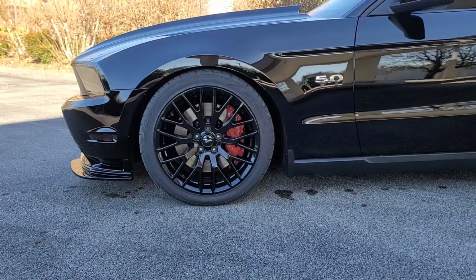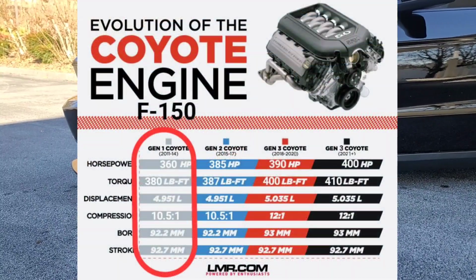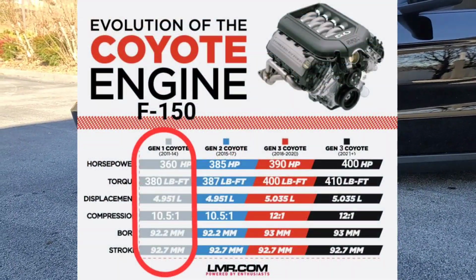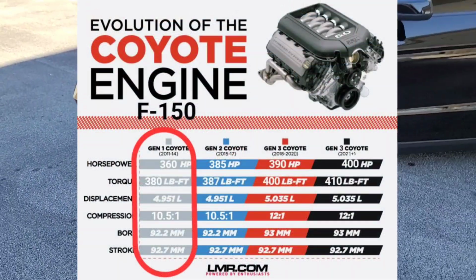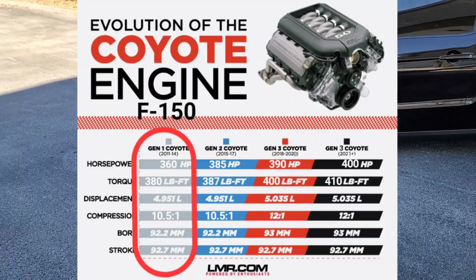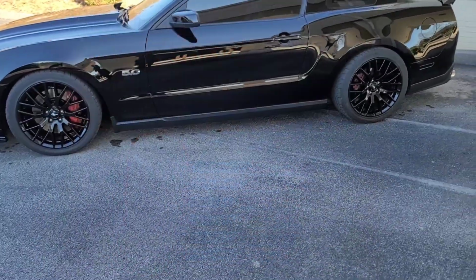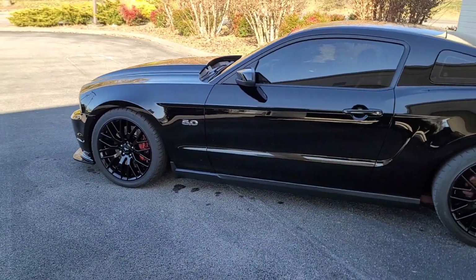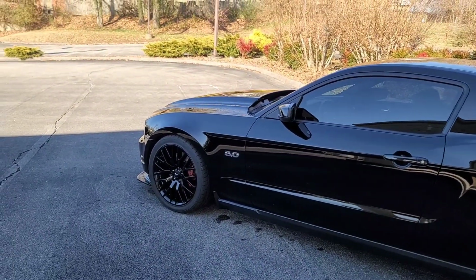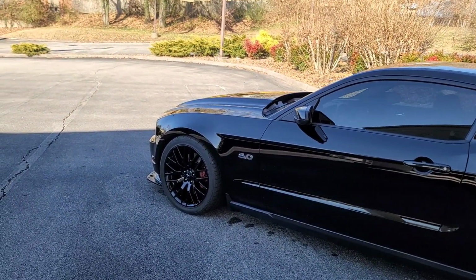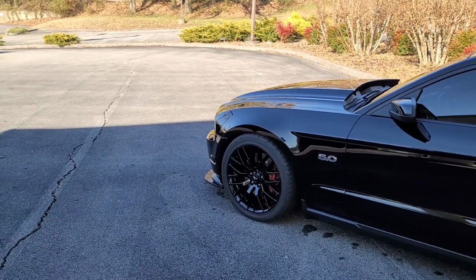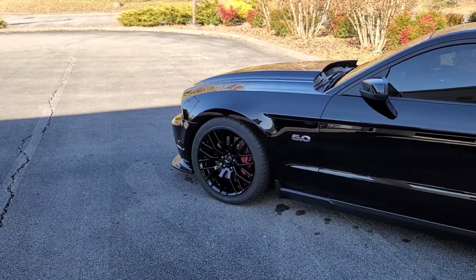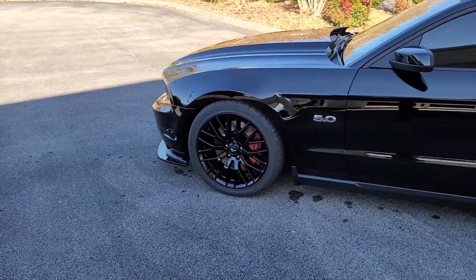Now onto the Gen 1 truck Coyote. It has a lower 10.5:1 compression ratio and makes 360 horsepower and 380 foot-pounds of torque. Compared to the Mustang, it has a different intake manifold, different pistons, hence the lower compression, a different set of intake camshafts, but the exhaust camshafts are the exact same as the Mustang's.